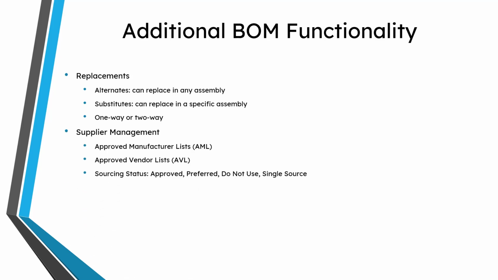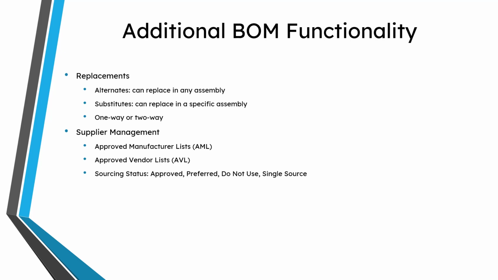Another functionality that we have for BOM management, as I've mentioned a few times before, is that we can use our bills of material in order to identify the components that we're allowed to use from our approved manufacturer list and our approved vendor list. What's the difference between a manufacturer and a vendor? Well, the manufacturer is the organization that actually builds the component that you're sourcing from them, but the vendor is the reseller of the components.